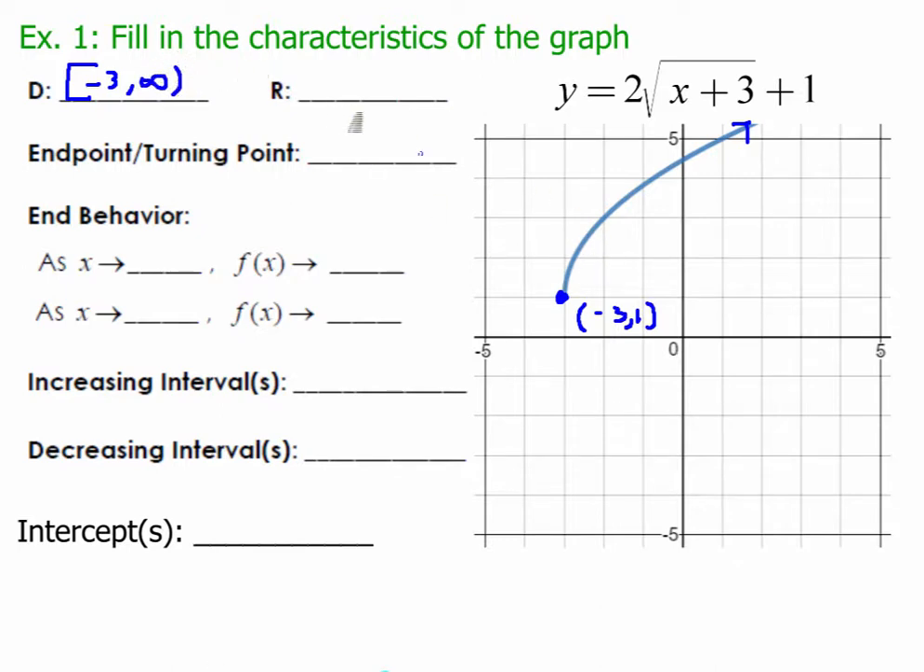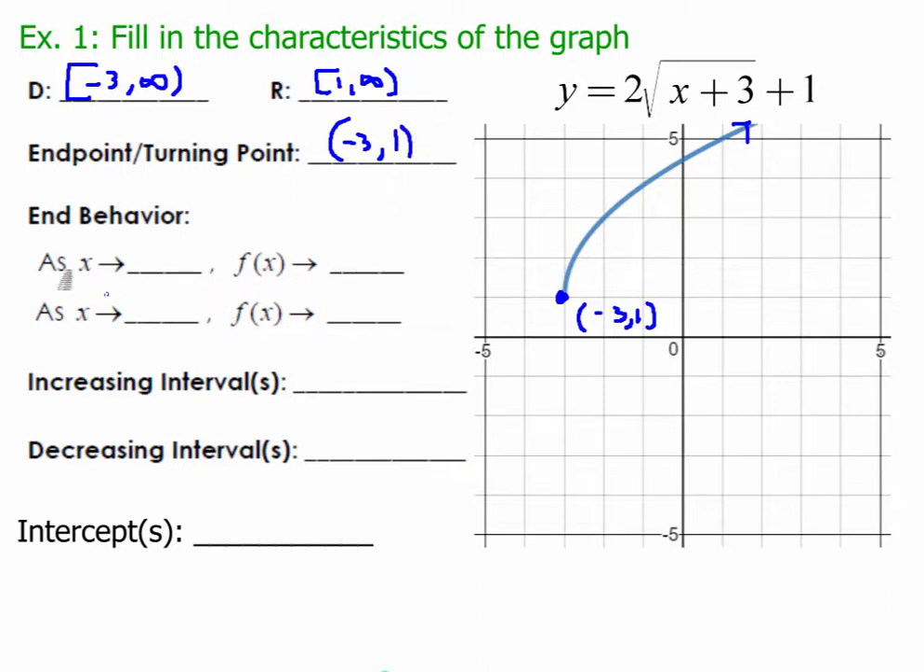Now also my range, if I look at this, this is my leftmost point and it's also my lowest point. So my range is going to be from 1 to infinity, because it starts at 1 and it goes up forever. The endpoint or turning point: well, this has an endpoint. It ends right here. So my endpoint is at -3, 1.